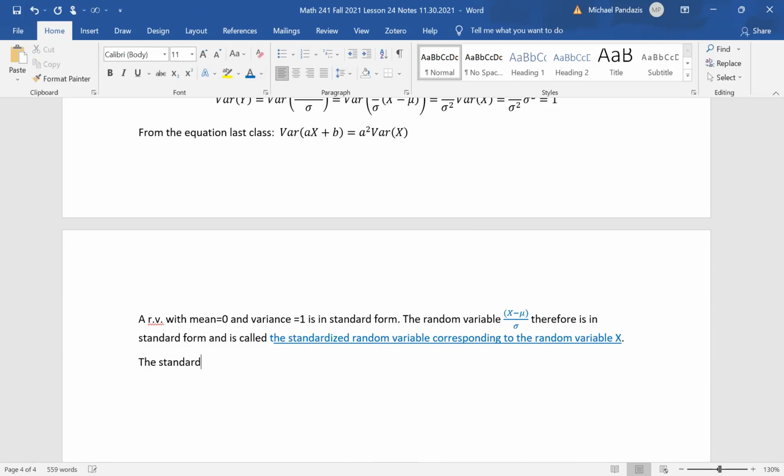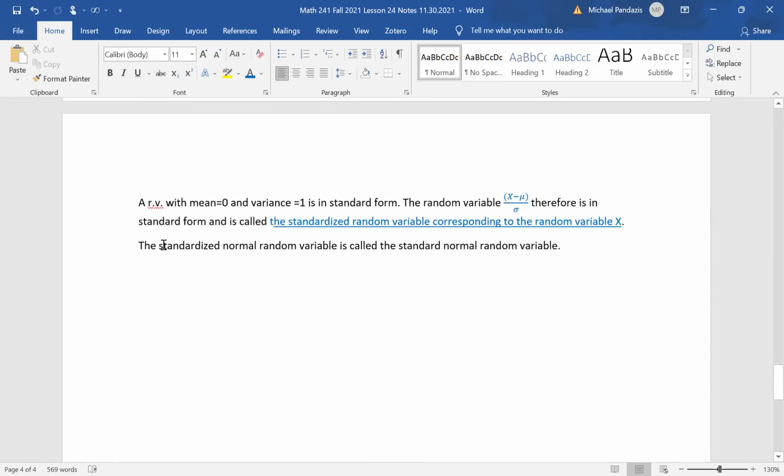So the standardized normal random variable is called the standard normal random variable. It sounds like I'm just saying the same thing twice, but I'm subtly saying something different. So the standardized, meaning if you have a normal random variable x, and then you look at x minus mu over sigma, that's the standardized normal random variable. x minus mu over sigma, where x is a normal random variable, is then called the standard normal random variable.